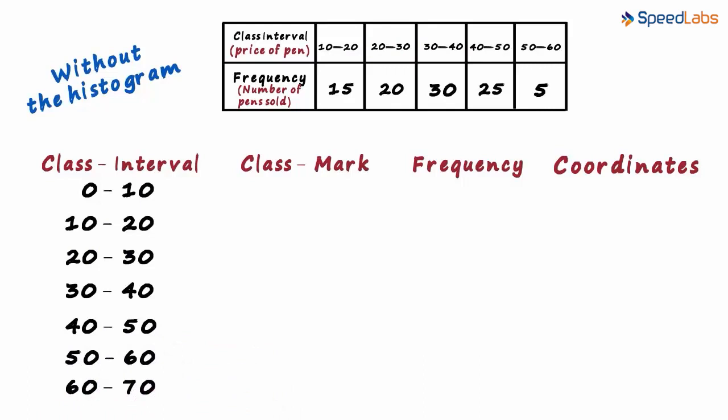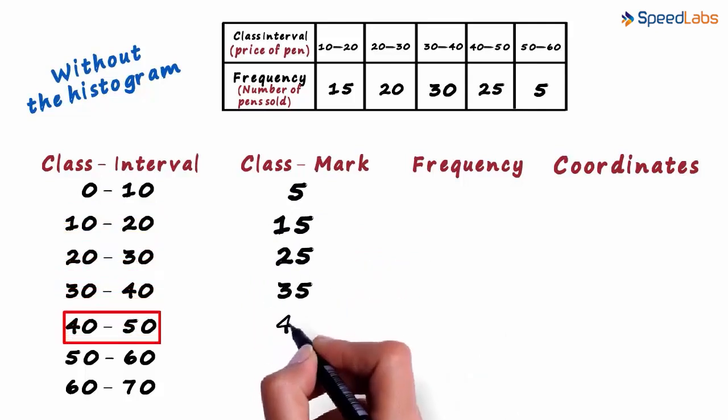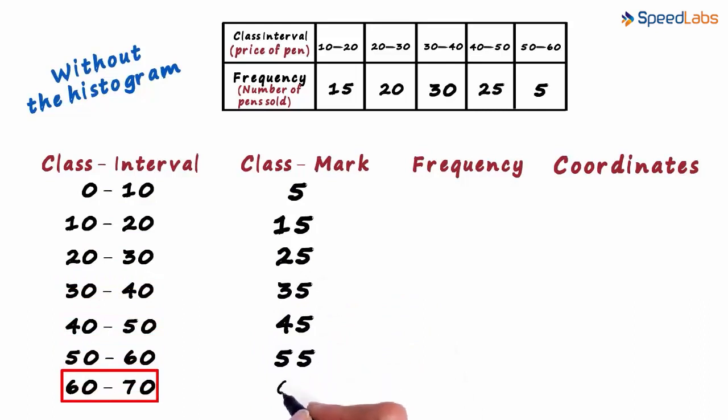To find the class mark, we find the average of the lower and upper limits of a class. So the class mark for the first interval will be 0 plus 10 by 2, which is 5. Similarly, the class mark for 10 to 20 will be 15, 25 for the next, then 35, then 45, 55, and 65. So we now have the x-coordinates of all the points, and the y-coordinates are just the frequency.